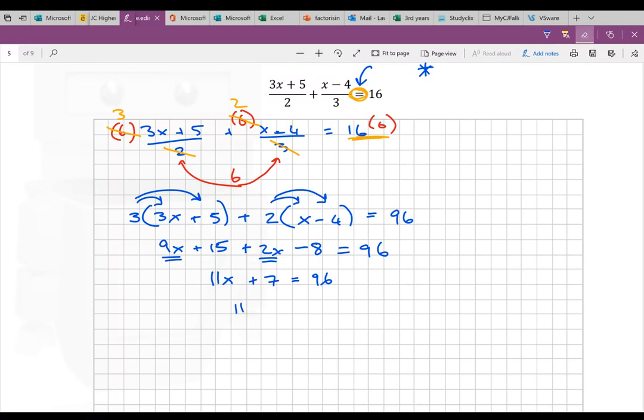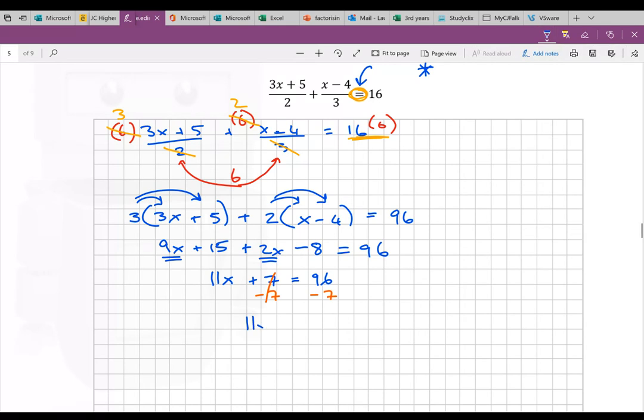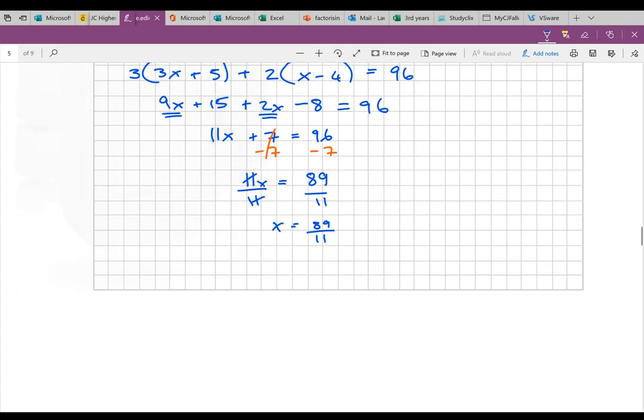I'm going to subtract 7 from both sides. 7 is gone. I have 11x is equal to 89, and my final step is always to divide by the number in front of the x. x is equal to 89 over 11, and you can leave it as a fraction.